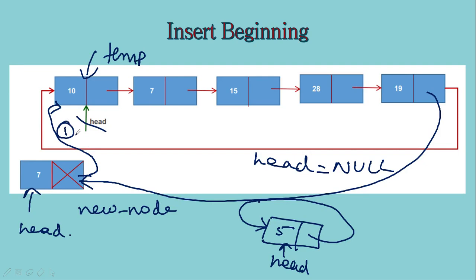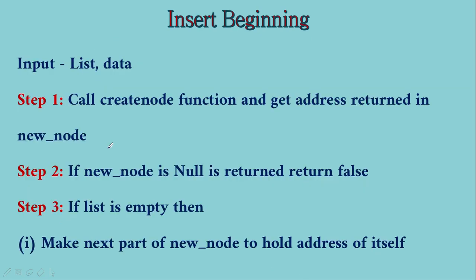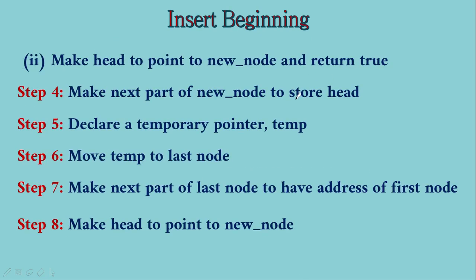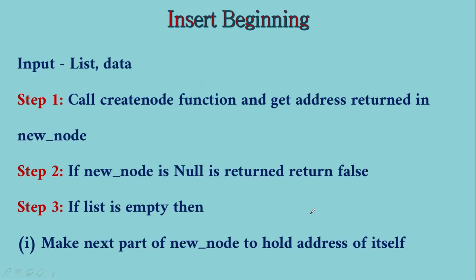This one will be done first, and the second one will be locating the last node and making it point to the new node. That's what we are going to do. So for that, we declare a temporary pointer temp, and we move temp to the last node, and then you make the next part of the last node have the address of the new node, not the first node, and then you make head point to the new node. This algorithm should help us make insertion at the beginning.